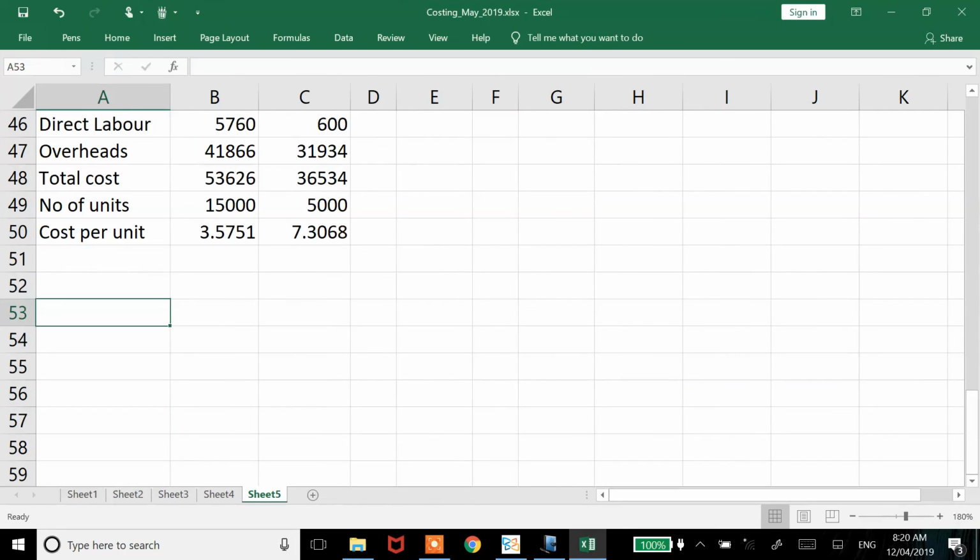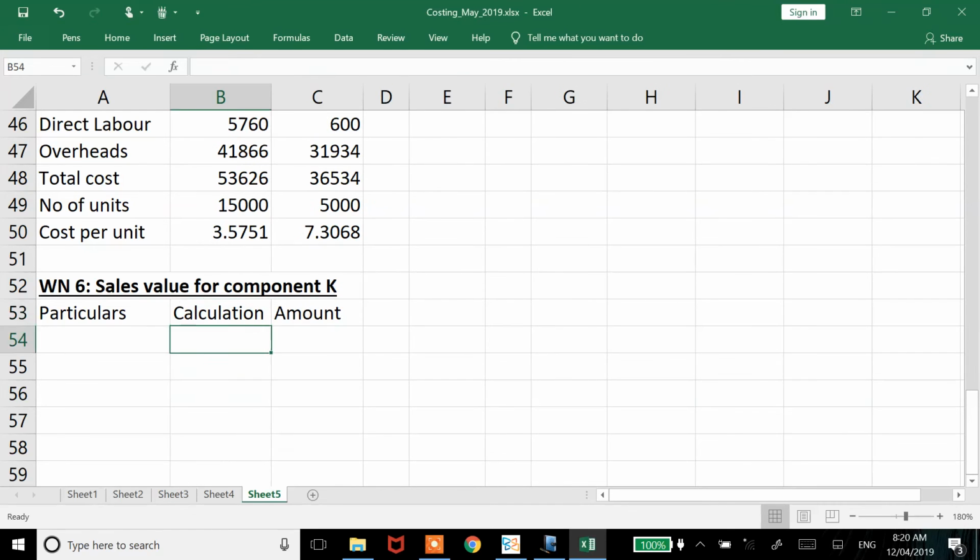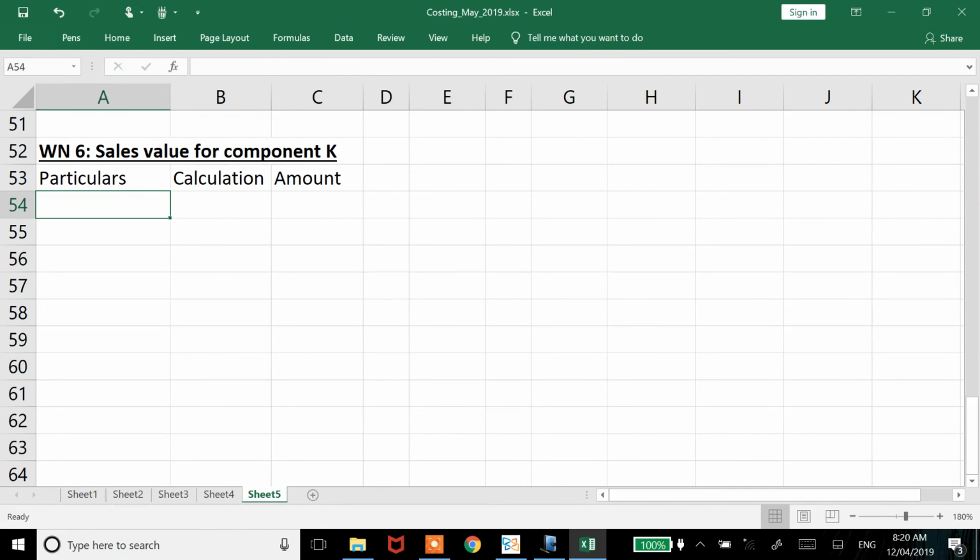Last working note. Sales value for component K. Particulars, calculation, amount. We'll see if there is something else. These three are there in all questions: material cost, labor cost, overhead cost.